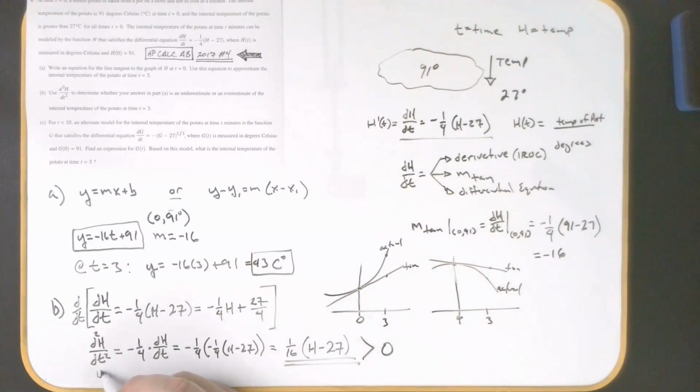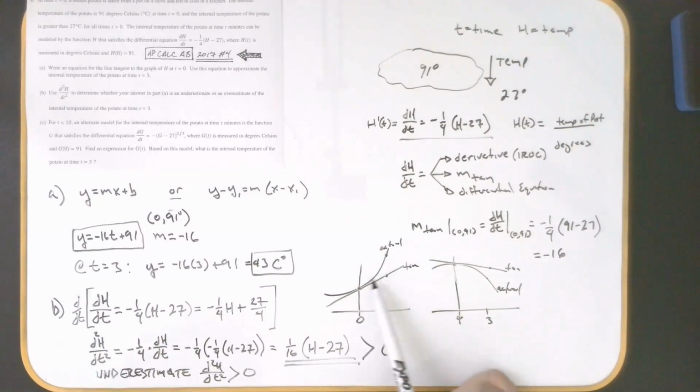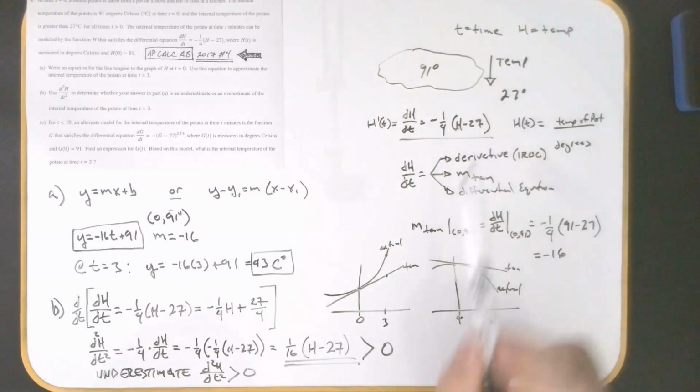So that's what I'm going to say. I'm going to say underestimate because d squared h over dt squared is always positive. Okay. Now, I'm sure you might be looking at this and saying, well, isn't the temperature always decreasing?